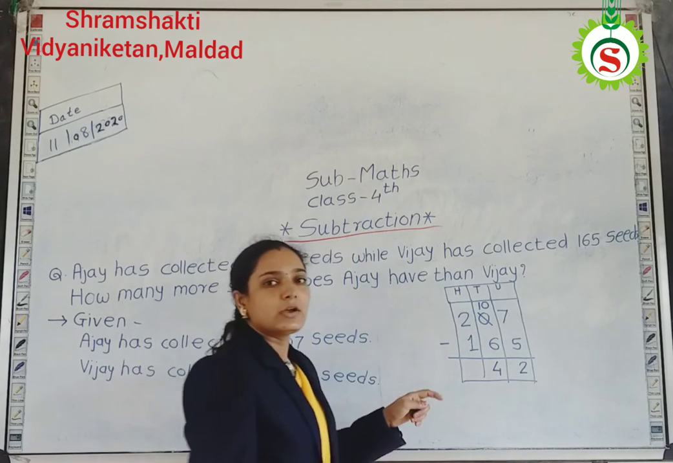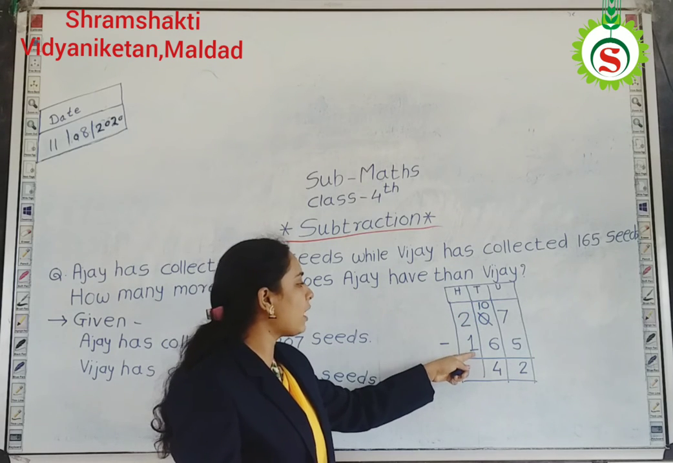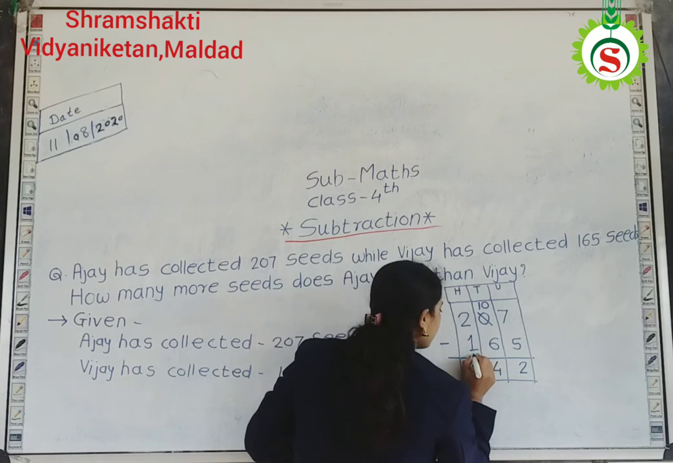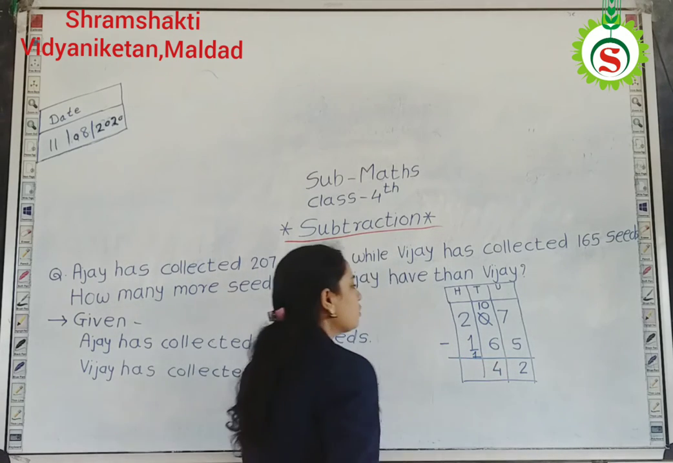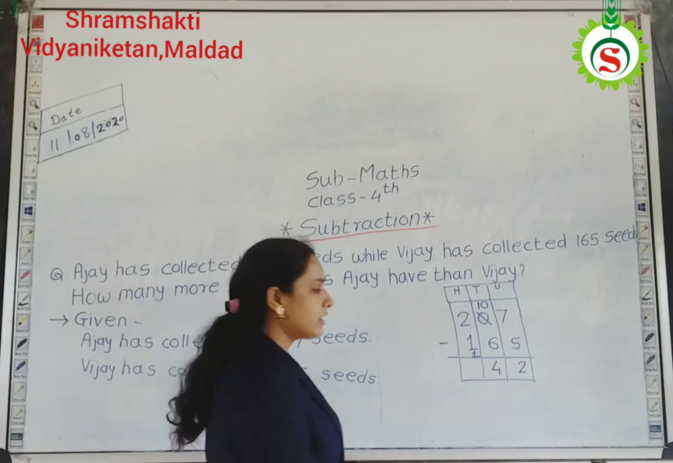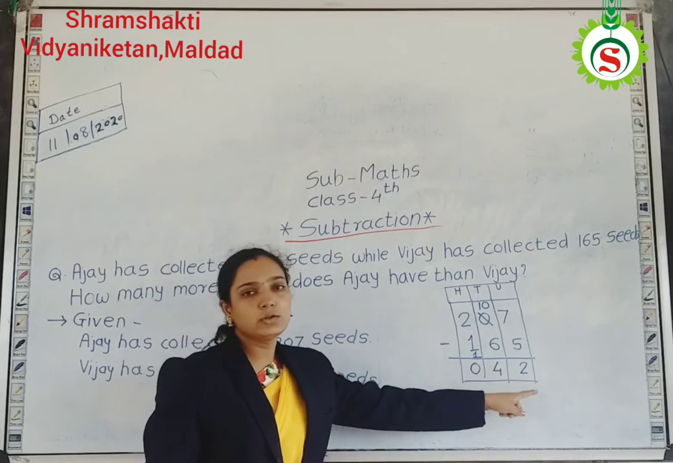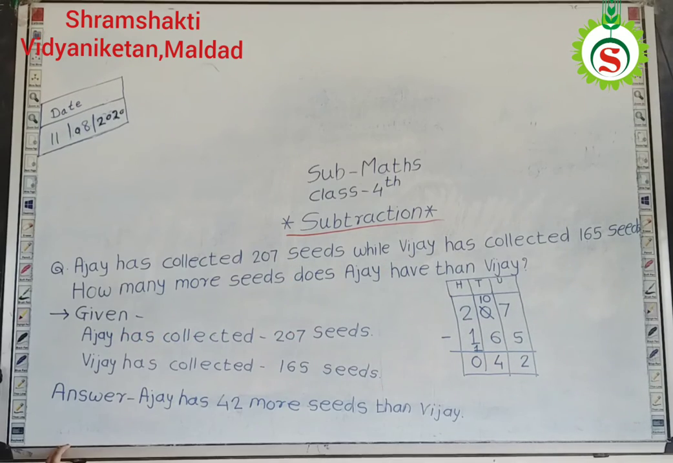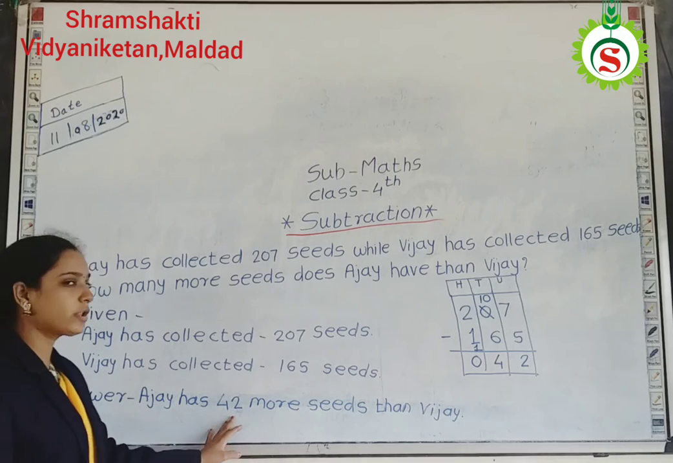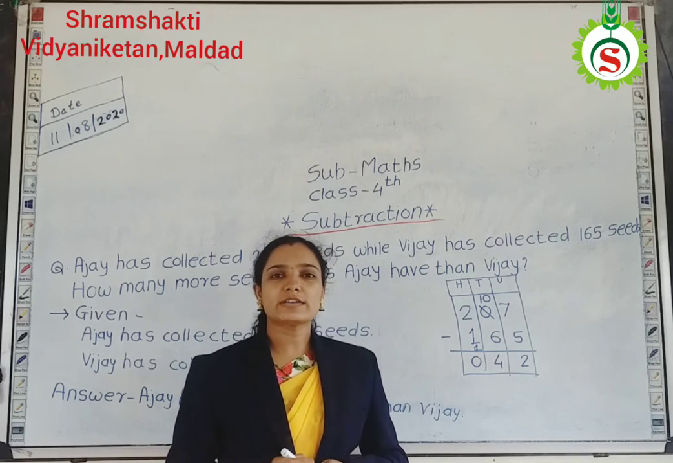And students, firstly we took a ten from here, means we have to again subtract this one from here. Means here, 2 minus 1, 1. 1 minus 1, 0. Means our answer is 42. Therefore, students, our answer is Ajay has 42 more seeds than Vijay. Do you understand? Okay, students.